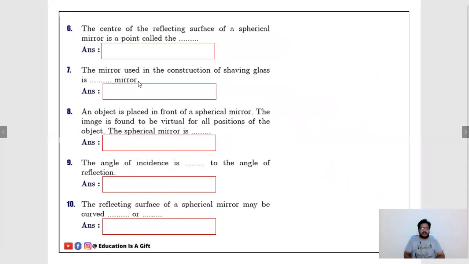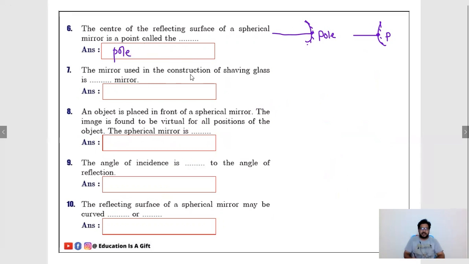Sixth question. The center of the reflecting surface of a spherical mirror is a point called dash. There are two types of spherical mirrors. First one is concave mirror. Second one is convex mirror. Whatever mirror you take, if you draw the principal axis, exactly we will draw a center to the mirror. This center is known as pole, P-O-L-E, pole, which is represented with the letter P. So that central point of a spherical mirror is known as pole.